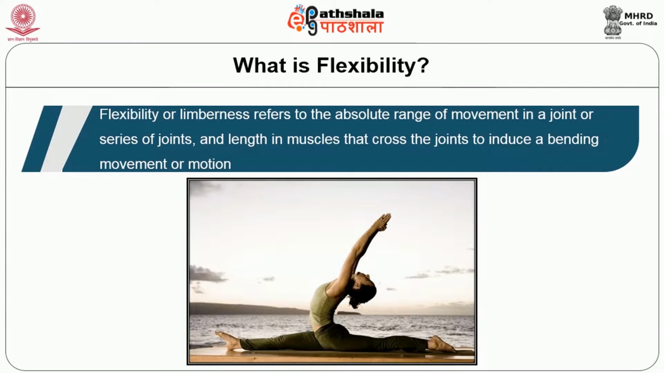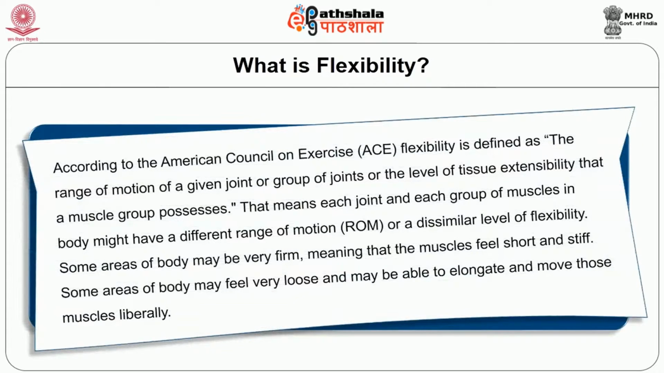Flexibility or limberness refers to the absolute range of movement in a joint or series of joints. It depends on the length of muscles that cross the joint to induce a bending movement or motion. According to the American Council on Exercise, flexibility is defined as the range of motion of a given joint or group of joints, or the level of tissue extensibility that a muscle group possesses.